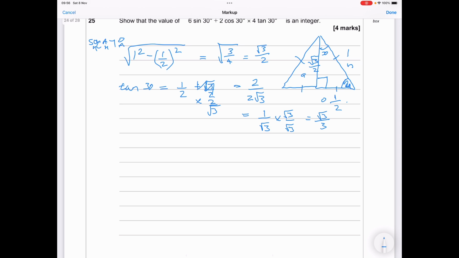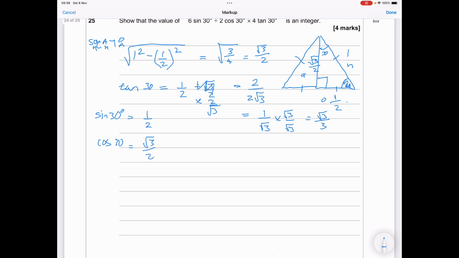I mean, that was long-winded, but you get the idea. I'm going to try and make this less long-winded. Sine of 30 I know is a half, but I'm just going to prove that. It's opposite over hypotenuse, which is a half over 1, which is half. And finally, cos of 30 is root 3 over 2, because it's adjacent over hypotenuse.